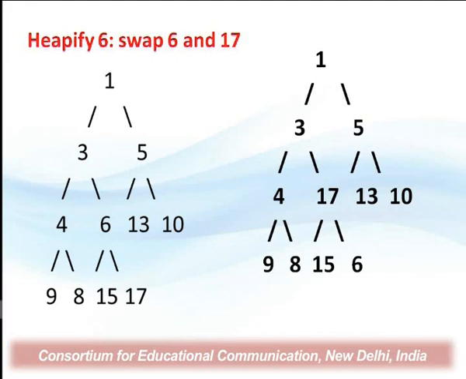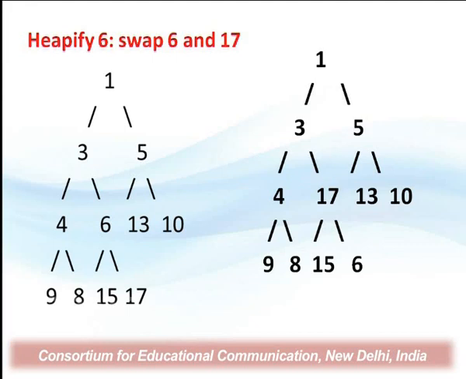Here we want to heapify 6. In this case we need to swap 6 and 17. So the earlier complete binary tree which was formed using the array is shown in the figure, and on the right hand side we just swap 6 and 17.